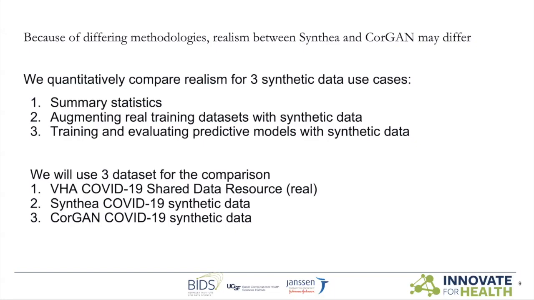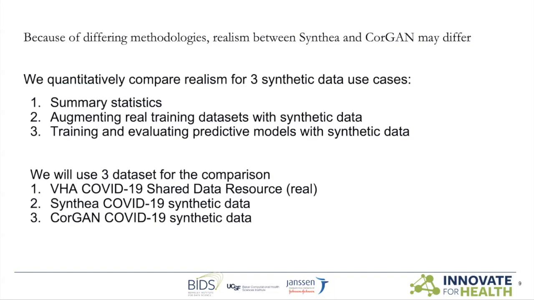We'll use 3 data sets, and I'll go over each one of them, just because there are a lot of different dimensions in these analyses, just to list out everything here. For the real data set, we'll be using the Veterans Health Administration's COVID-19 shared data resource. This is just a consolidation of all patient data for individuals tested for COVID-19 within the Veterans Health Administration.